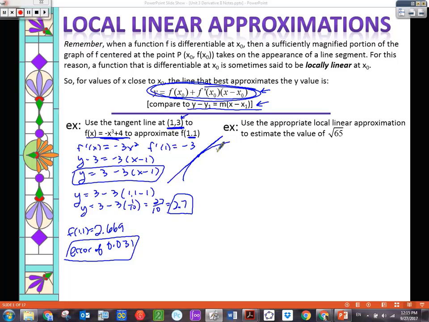So the very first problem, we were just told exactly basically what to do. Are we okay with that?